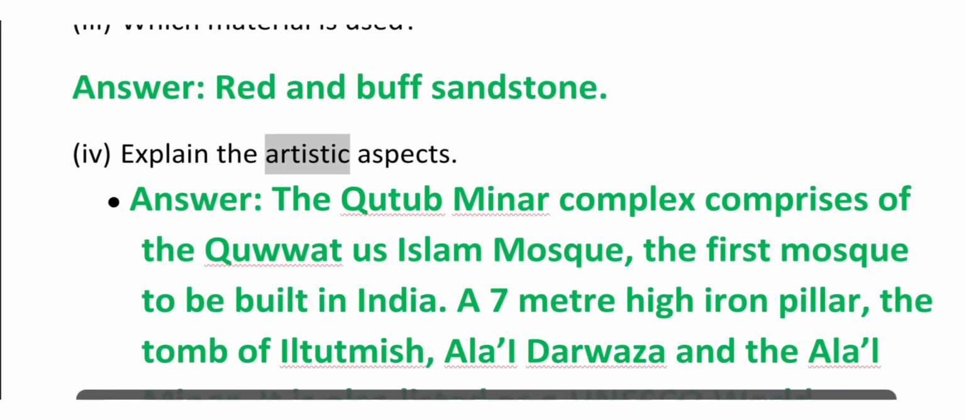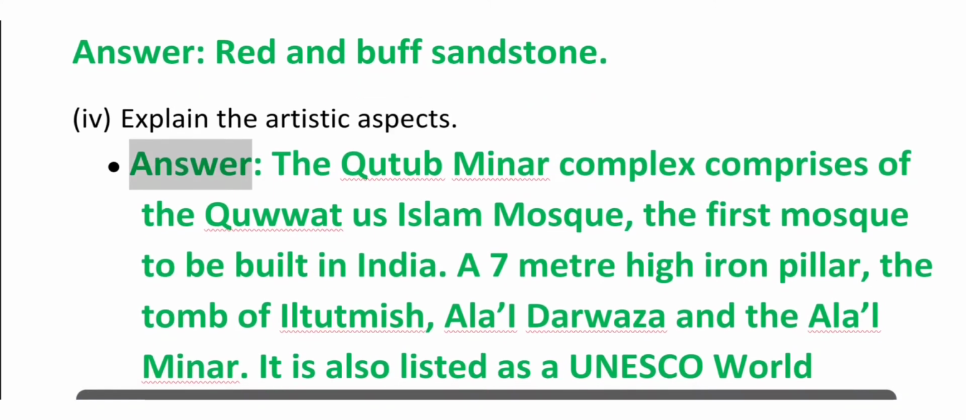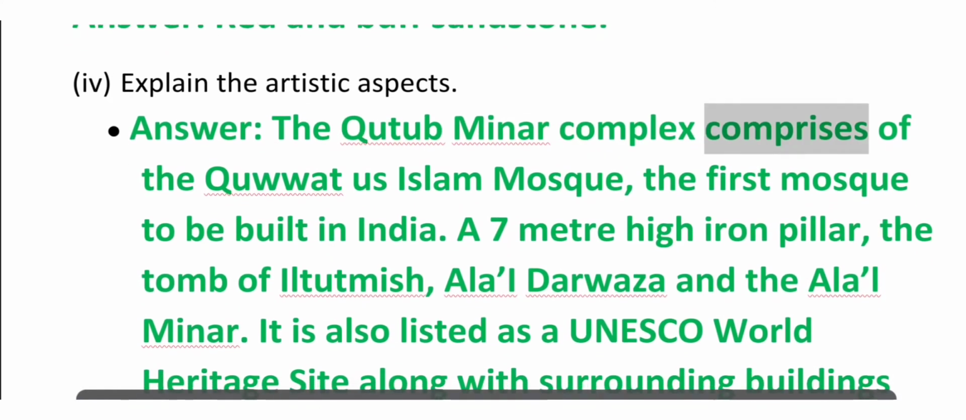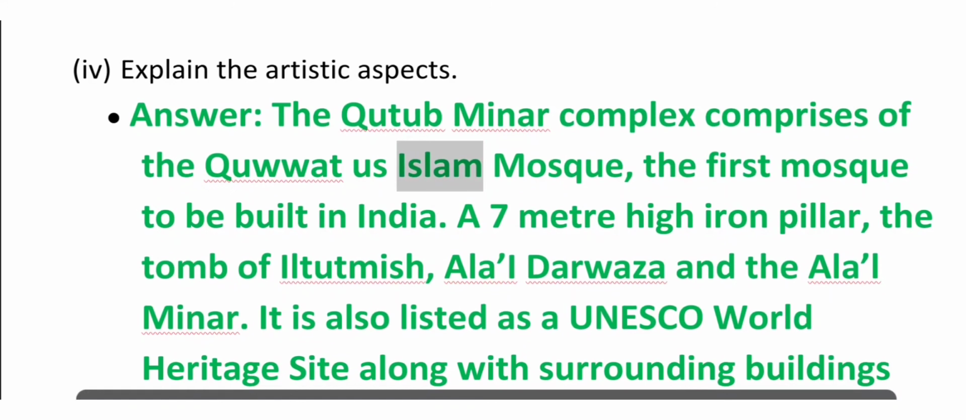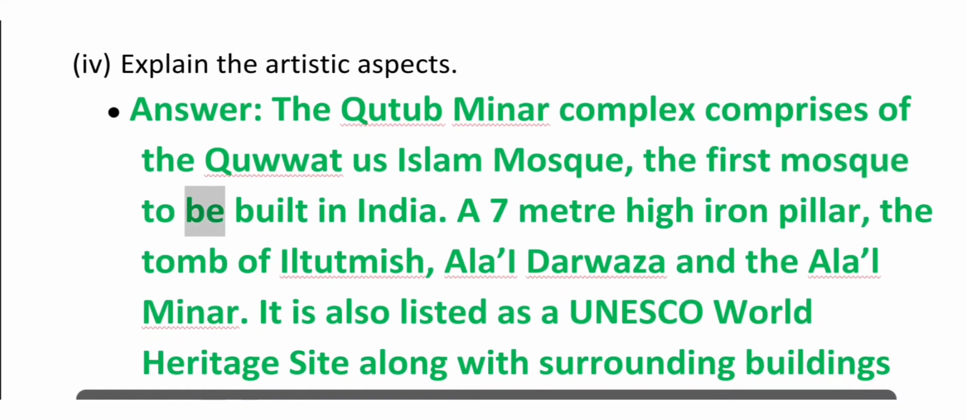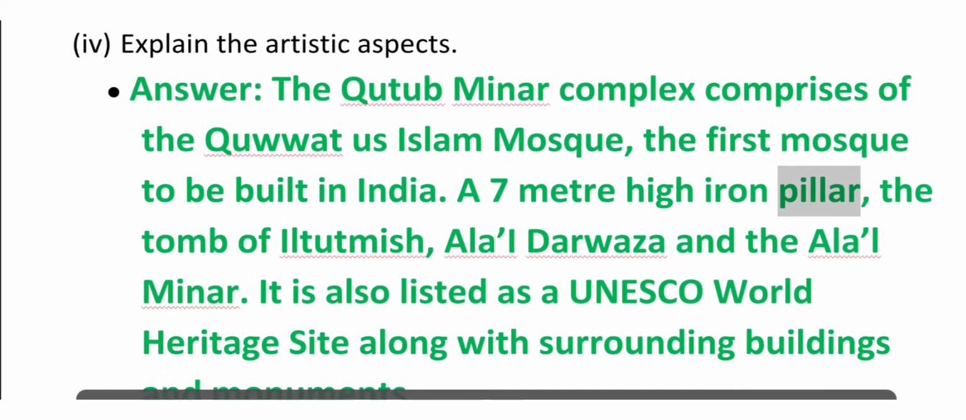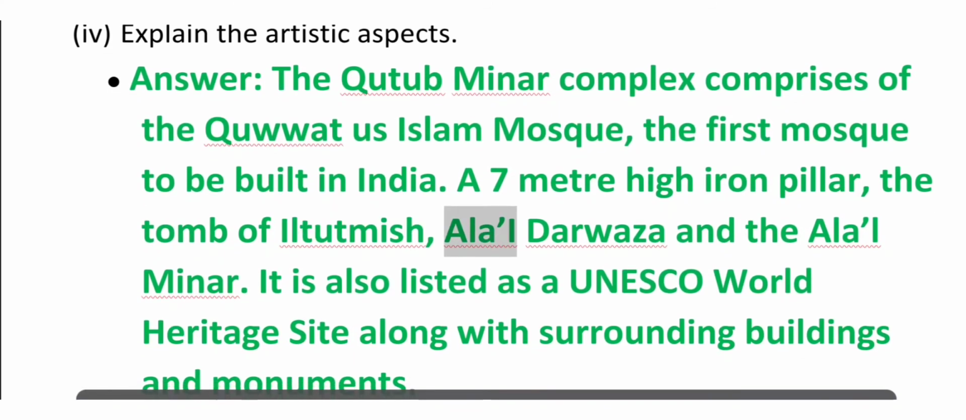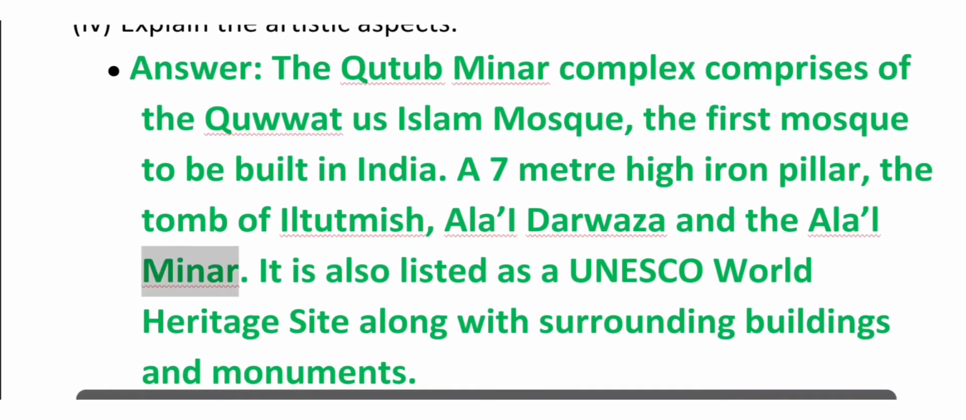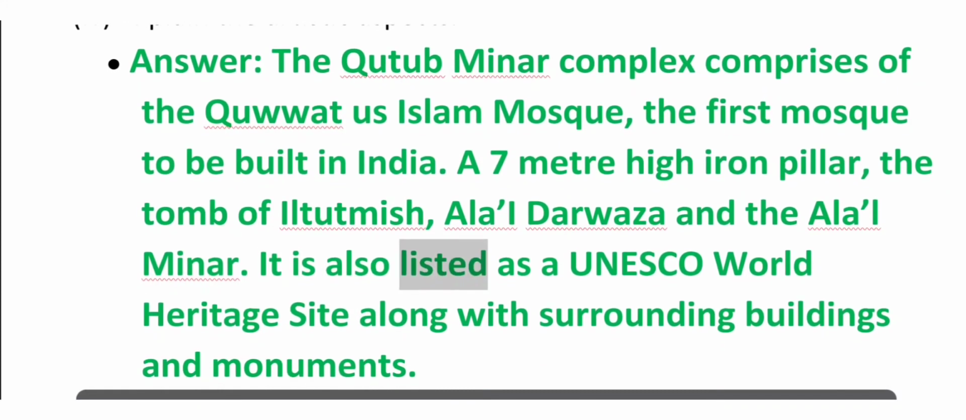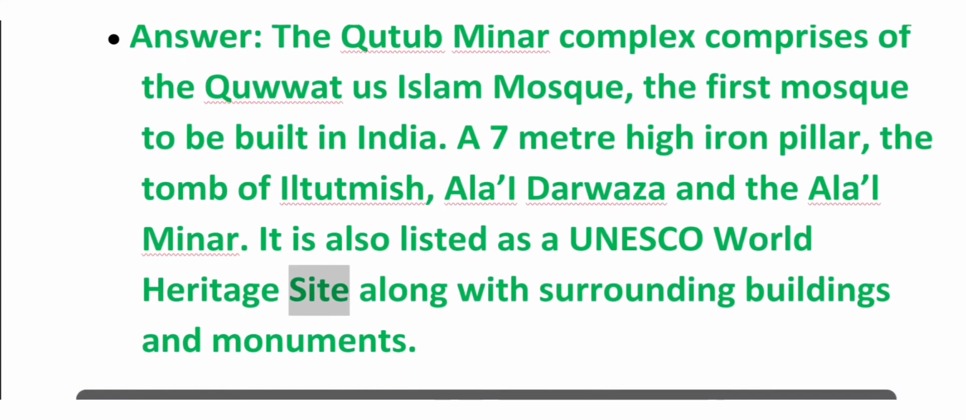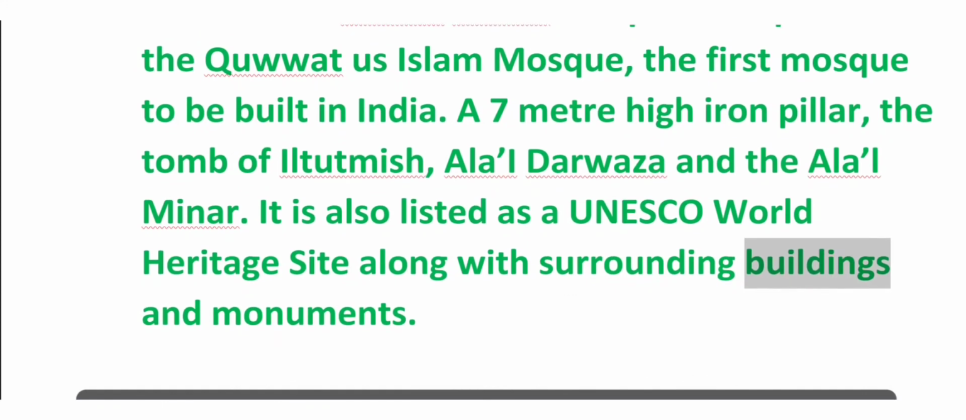Explain the artistic aspects. Answer. The Qutub Minar complex comprises the Quwwat-ul-Islam Mosque, the first mosque to be built in India, a 7-meter high iron pillar, the tomb of Iltutmish, Alai Darwaza and the Alai Minar. It is also listed as a UNESCO World Heritage Site along with surrounding buildings and monuments.